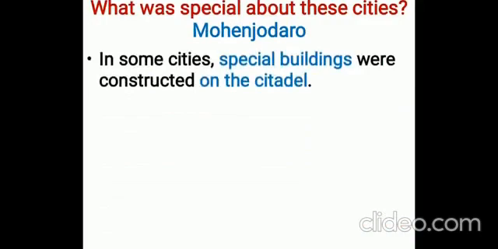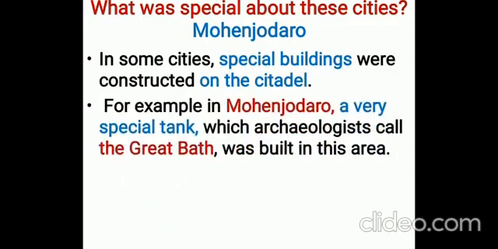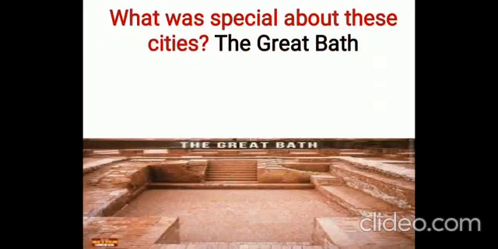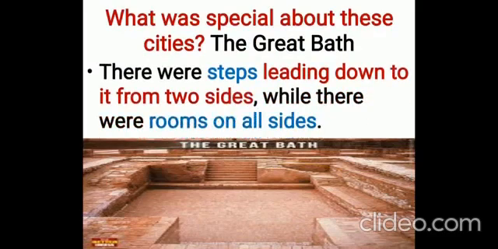In some cities, special buildings were constructed on the citadel. For example, in Mohenjodaro, a very special tank, which archaeologists call the Great Bath, was built in this area. This is the Great Bath. And what was special in the Great Bath? It was lined with bricks coated with plaster and made watertight with a layer of natural tar. So it was made so strong, so that water should not leak from the Great Bath.